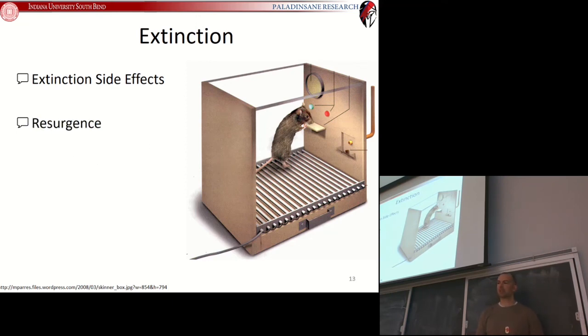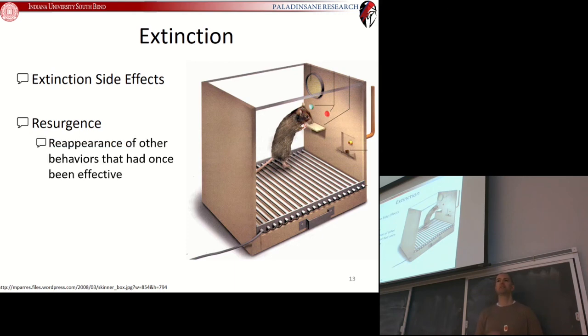Other things that can occur, resurgence. So resurgence is an interesting side effect, and it's basically when behaviors that had once been effective but had since been abandoned now come back again. So, for example, that child that was throwing a tantrum may not have sucked their thumb for years, right? They might have given up that habit years ago, but now that you're going through that extinction paradigm, that behavior might come back.